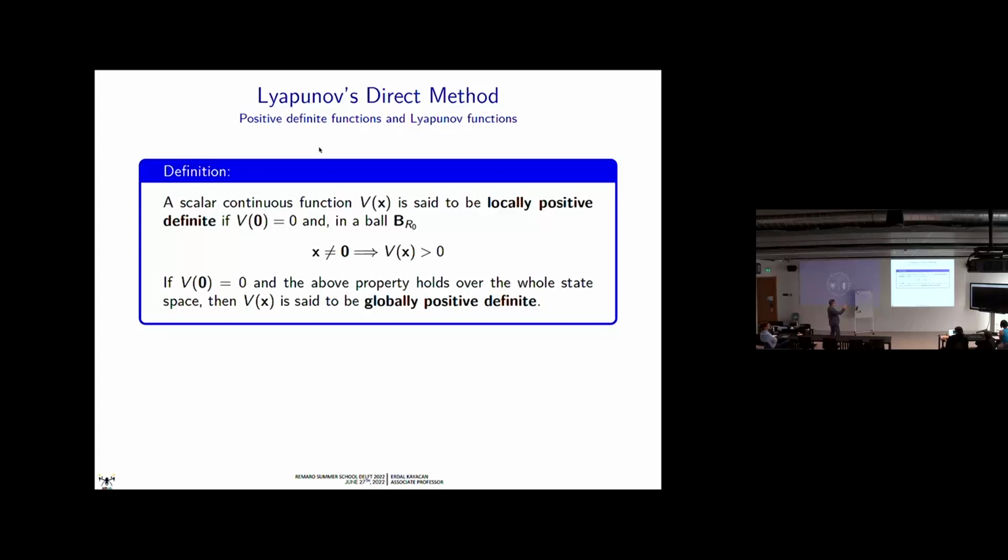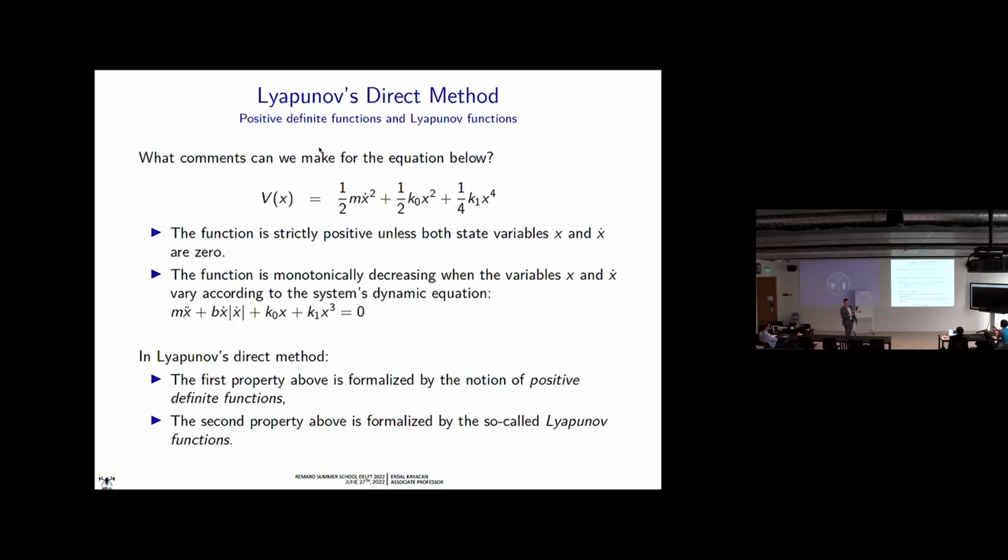Let's see. Okay, this is a formal definition. A scalar function V(x) is said to be locally positive definite if, okay, the bold ones show that it's a multidimensional signal, right? Because I don't know whether my system is scalar or not, so I'm using bold here. V(0) is equal to 0, and then in a ball B_R0, when x is not equal to 0, V(x) is going to be greater than 0. And if this property holds for the whole state space, then V(x) is globally positive definite. It's the formal definition of this sentence, actually.